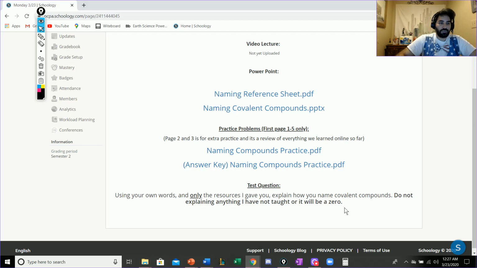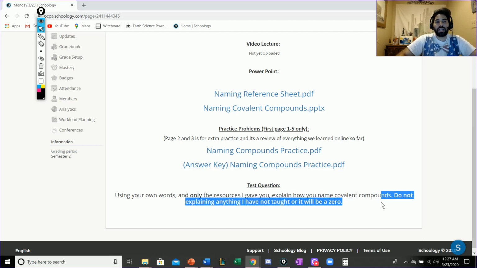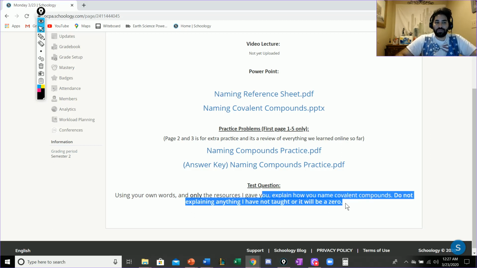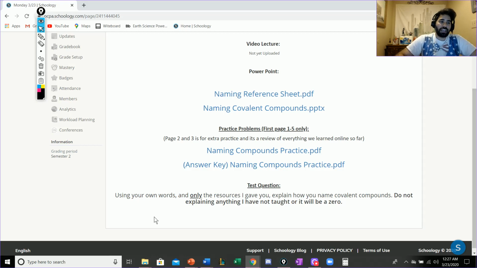And today's test question: you're going to have to explain how you name covalent compounds. It has to be in your own words, and I want you to use only the resources that I give you. Some of you last week were answering the questions using words that I did not explain or teach yet. That's totally fine for you to understand that. What I want you guys to do is practice using only the material that I teach you. So yes, you can look up other things on Google, YouTube, or Wikipedia, whatever you want. That'll help you understand the topic that I'm teaching right now. But when you're answering this test question, I want you to only use the words that I teach you in class.